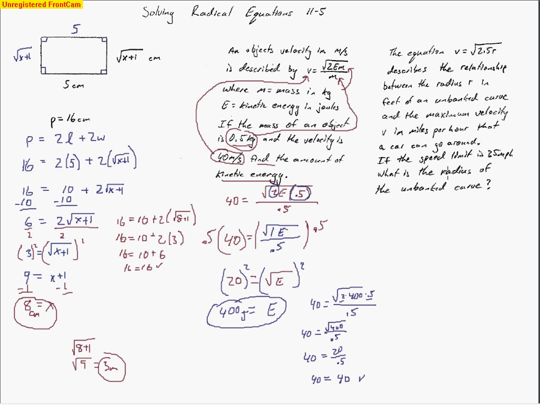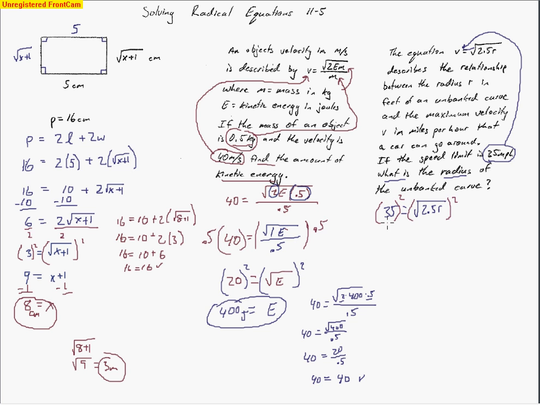And so we've got some information here. 35 miles an hour, that's a velocity. So that's going to go in for v. And then they're going to ask for r because they're saying, what is the radius? So we're going to solve for that. So we got 35 equals the square root of 2.5 times r. And so we're going to go ahead and square both sides right now because we've already got this radical sign isolated. So we'll square both sides.